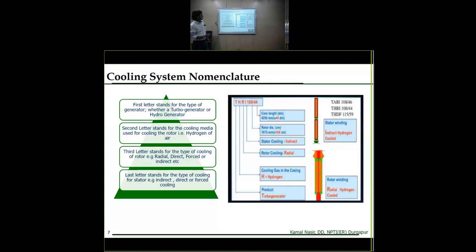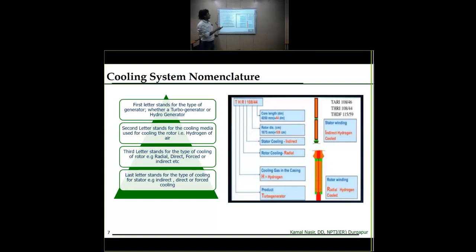Now, two numerical values. First numerical value 108. This shows approximate dia of the rotor. And the second numerical value shows approximately core length of that rotor. So this will give us the size of the generator itself. So in a nomenclature of cooling, this data is very important.